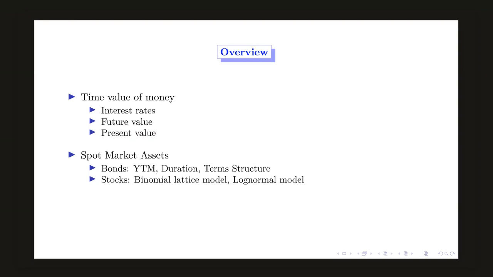The basic investment can be categorized into two parts. One is the debt investment and the other is the equity investment. Out of debt investments, we mainly concentrated on bonds, where we studied what is meant by yield to maturity, duration of the bond, and the term structures. Then we took up the equities, in which we studied two models for stocks, basically the binomial lattice model and the log normal model.